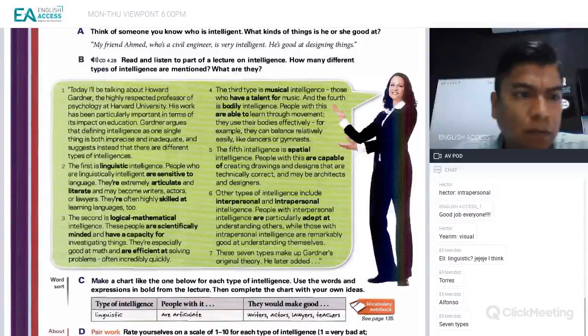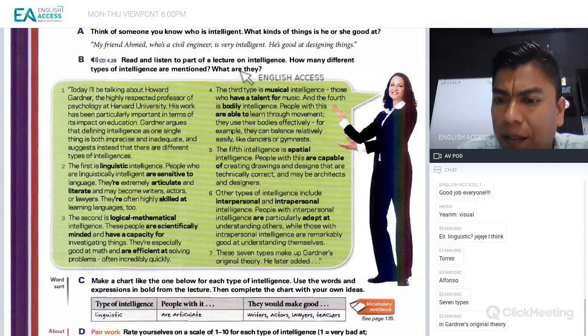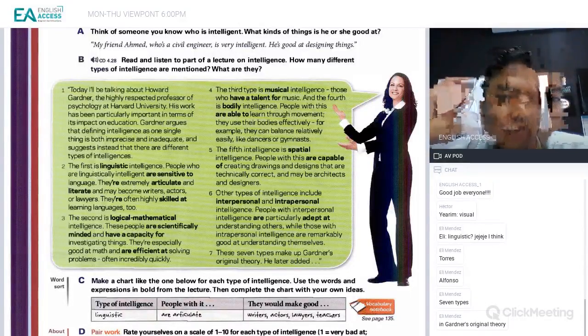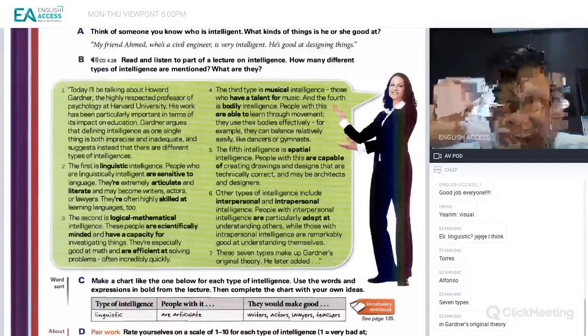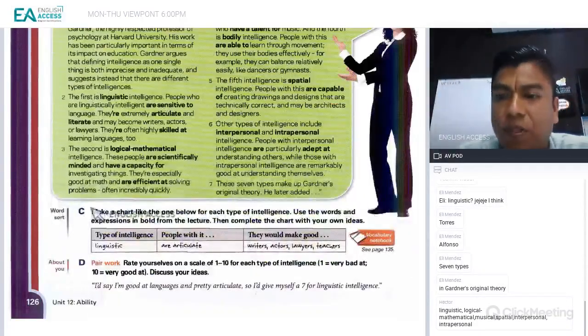Good, 7 types. Now, what are they? Which intelligences are mentioned? That's right, in Gardner's original theory, that is correct. Good, musical, spatial, interpersonal, and intrapersonal.